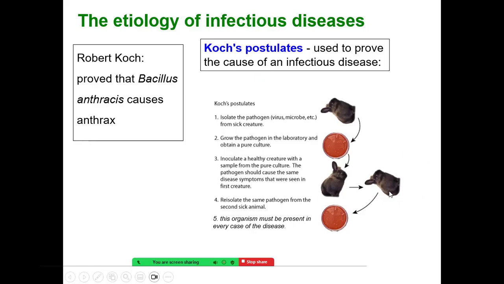It's still not enough to say that this microbe causes this disease. You then have to show that you can isolate this microbe from this sick bunny. And if you have all of these, you can say that this microbe causes this disease. And that's Koch's postulate. Any question about any of that?